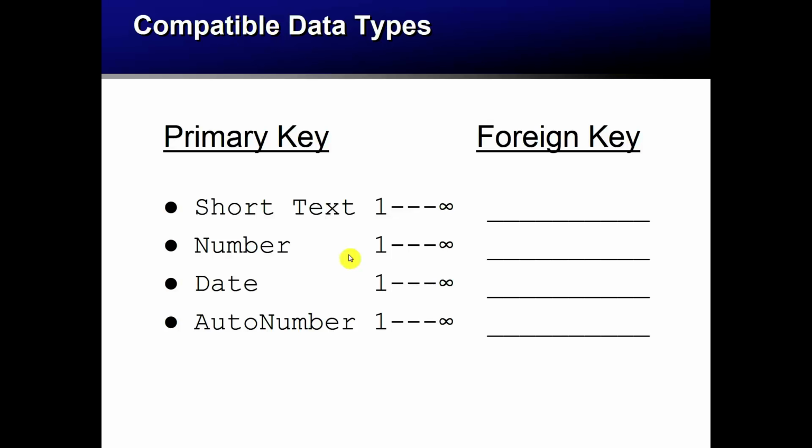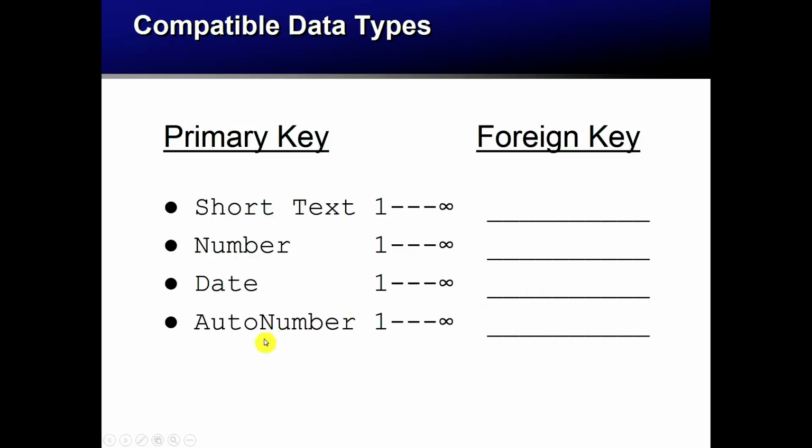So we want to link primary key and foreign key fields, and we want to make sure they have compatible data types. And this is pretty straightforward. For example, if you have a primary key that's a short text data type, the corresponding foreign key should also be short text on the many side. If you have a number primary key, same thing, number should be the foreign key. If you have a date primary key, the date should be the foreign key.